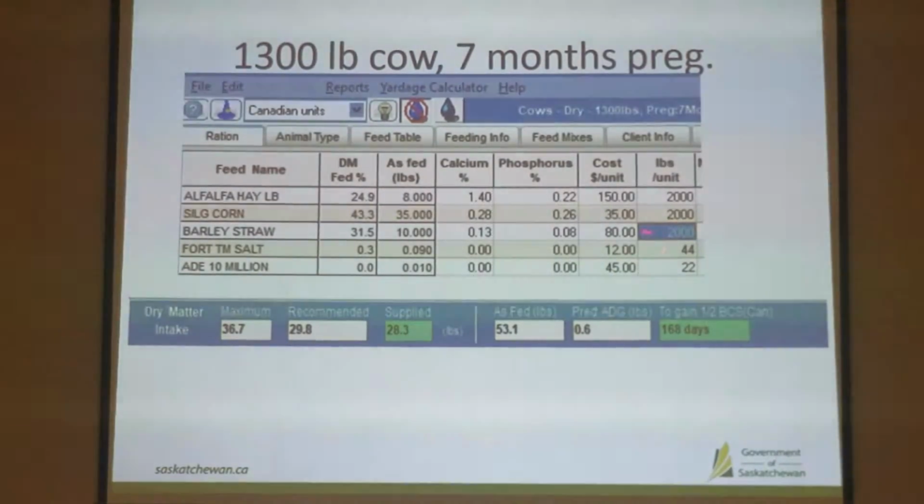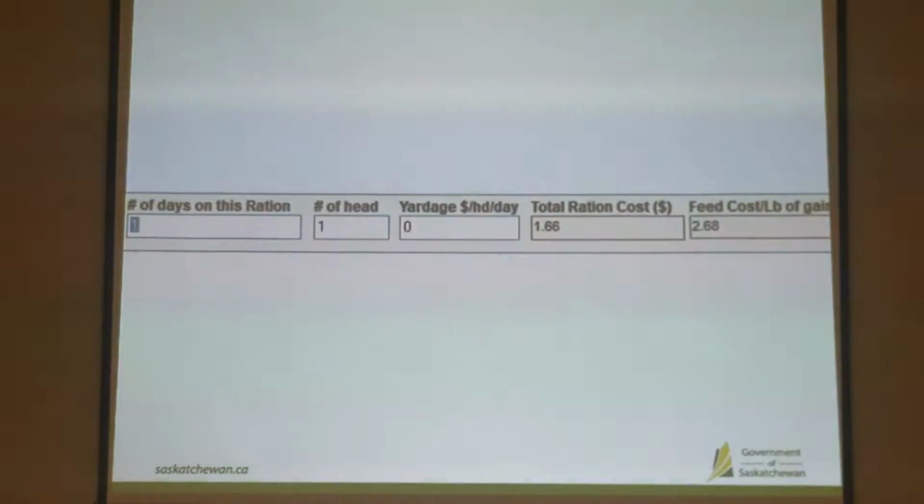This is out of Cow Bytes, and the nice thing is you can put in all your costs per unit, the same costs that I had in that last chart. So 150 a ton for the hay, 35 a ton for the corn silage. Barley straw I got in at $80 a ton, which would be about $40 a bale, I guess, and our salt and our vitamins. And Cow Bytes will take those numbers and tell us what it's going to cost to feed a cow. For 1 day of this ration for one head, it's going to cost us $1.66 per day. So that's similar to what John was telling us.